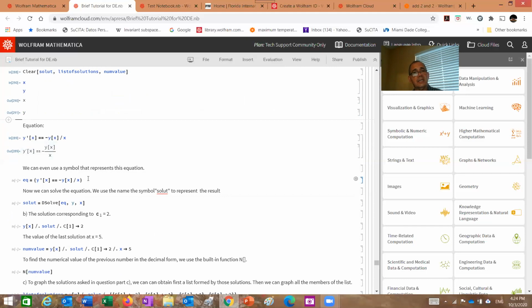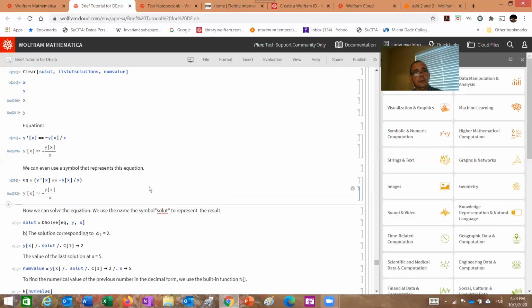Now we can use a symbol to represent the whole equation. You don't want to write down the equation every time that you want to mention it. Here, you don't want to write it down again. You can use that name, equation. So you can start including that as part of the variables that you are going to clear at the beginning. Let me clear this.